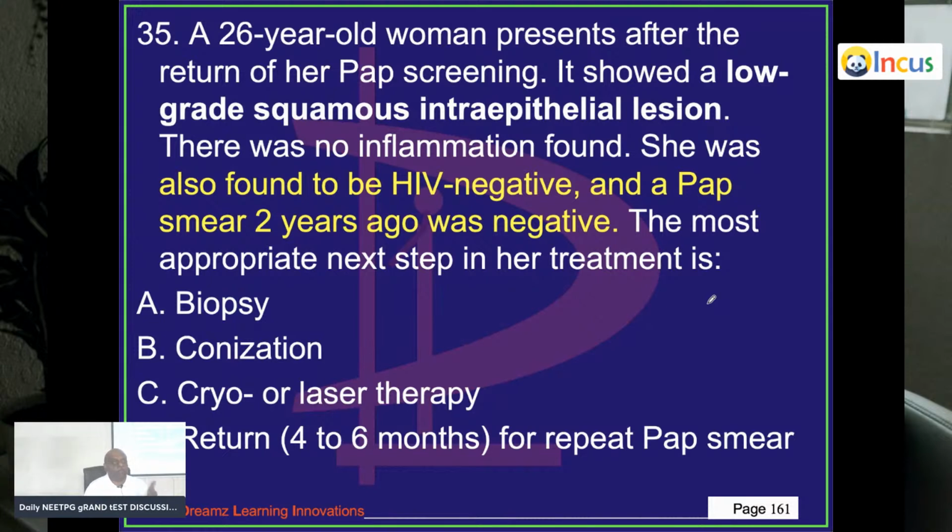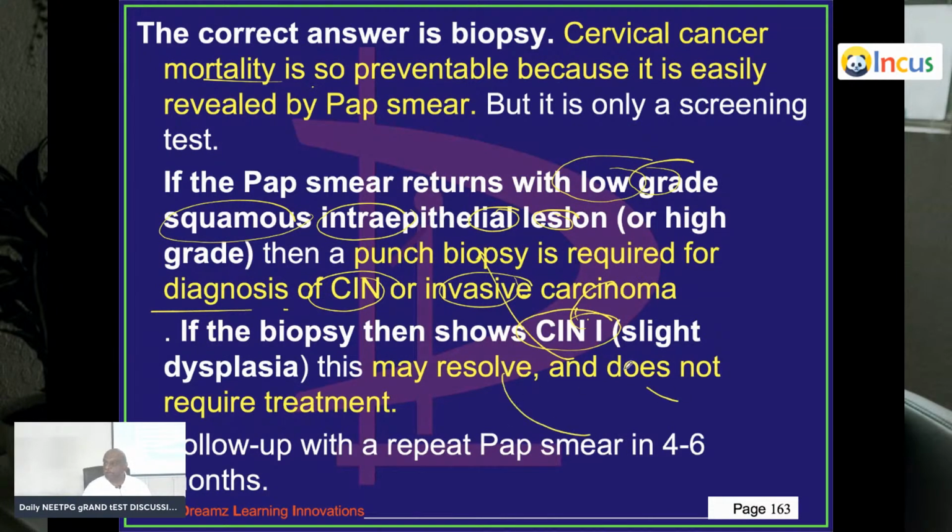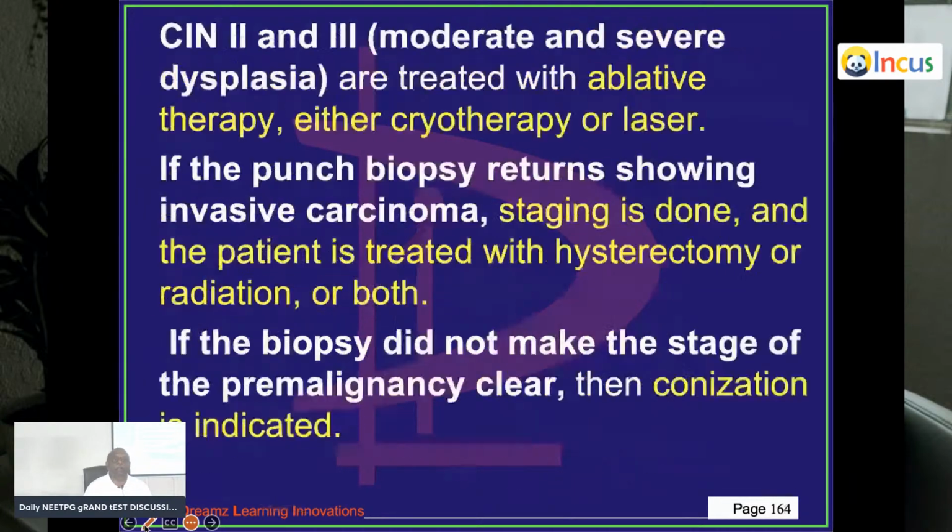A 26-year-old woman presents after return of her pap smear. It showed a low-grade squamous intraepithelial lesion, LSIL. What is your answer? Pap smear 2 years ago was negative. The most appropriate next step: biopsy. Cervical cancer mortality is very preventable. If the pap smear returns low-grade squamous intraepithelial lesion, then a punch biopsy is required to diagnose CIN or invasive carcinoma. If the biopsy shows CIN1, then it will resolve and does not require treatment. Then you need to do a follow-up repeat pap smear in 4 to 6 months, is what you need to remember.